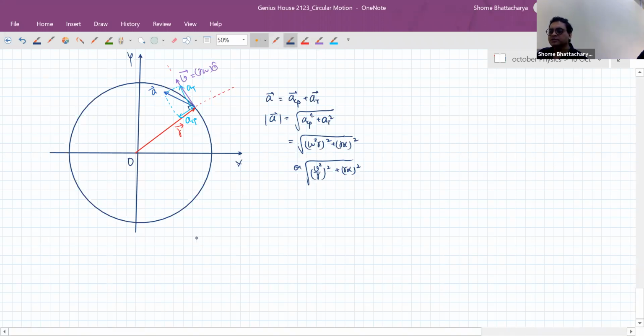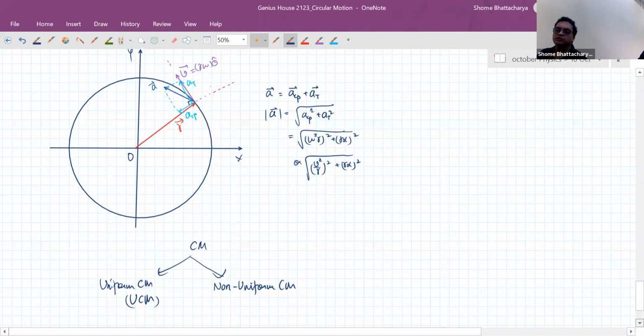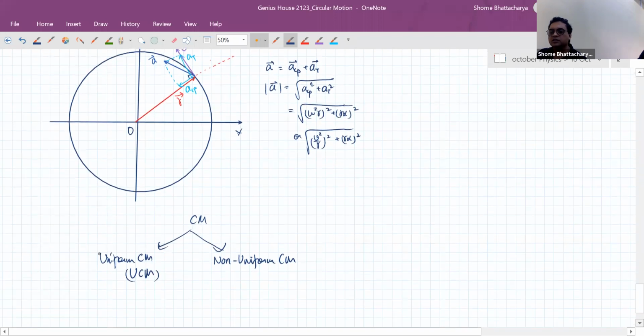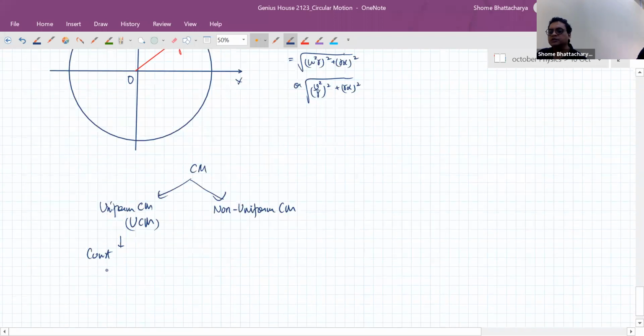Now coming back to centripetal acceleration. From this stage, we'll divide circular motion into two categories to understand centripetal acceleration better: uniform circular motion, or in short UCM, and non-uniform circular motion. The definition of uniform circular motion is circular motion with uniform speed. The speed is constant.